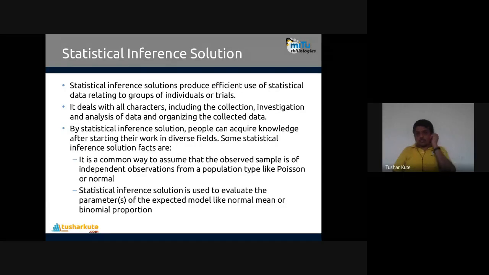So how would you find the solution? Statistical inference solutions produce efficient use of statistical data related to a group of individuals or a trial. Multiple trials are also possible. It deals with all the characteristics, including collection, investigation, analysis of data, and organizing the collected data. By statistical inference solutions, people can acquire knowledge before starting their work in diverse fields. When I'm working in that area, then I need to do some statistics.